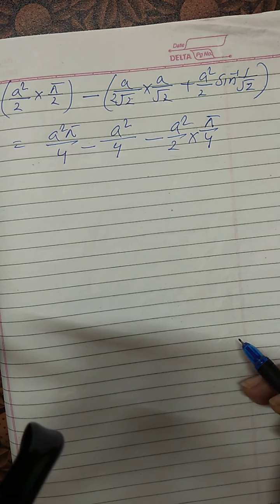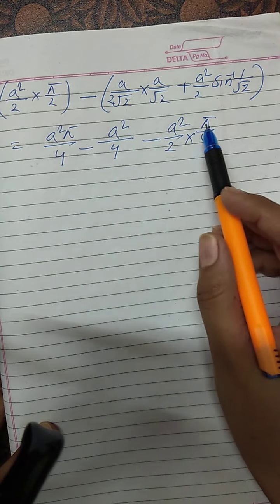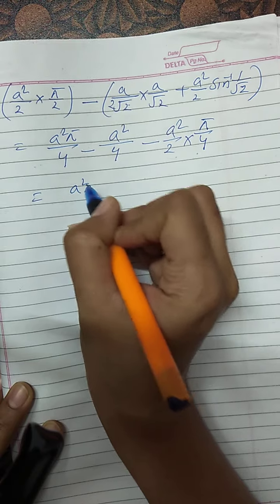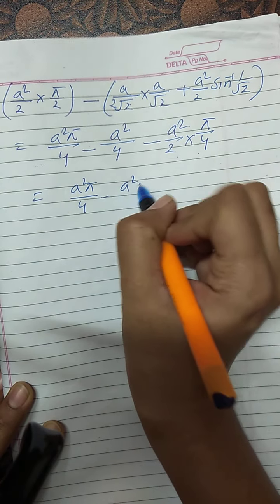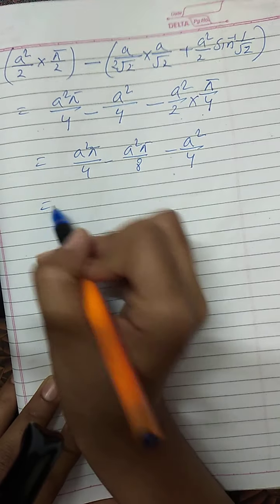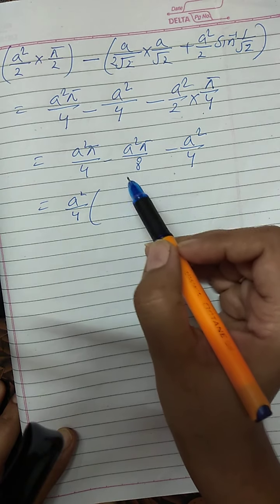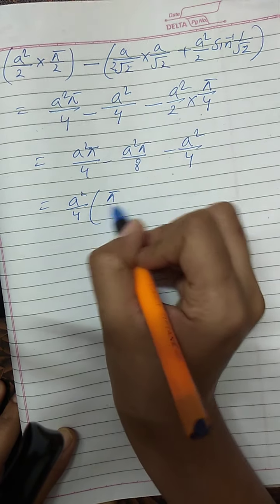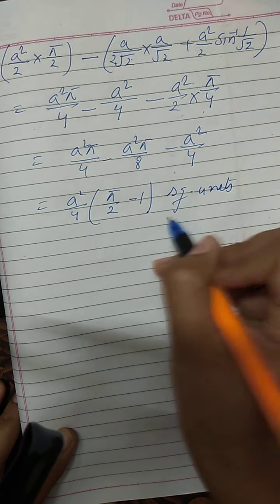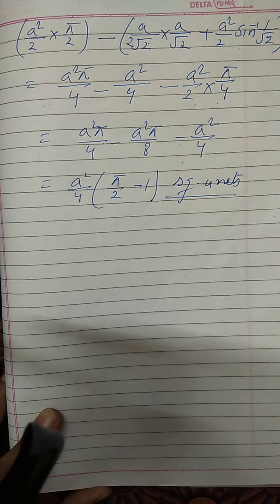So what is the answer then? Here we have a square pi by 4 minus a square pi by 8 minus a square by 4. If you want, you can take a square by 4 common. So pi minus pi by 2 minus 1, square units will be our answer. So this was sum number 7 only.